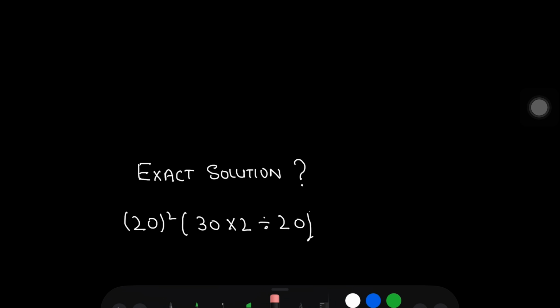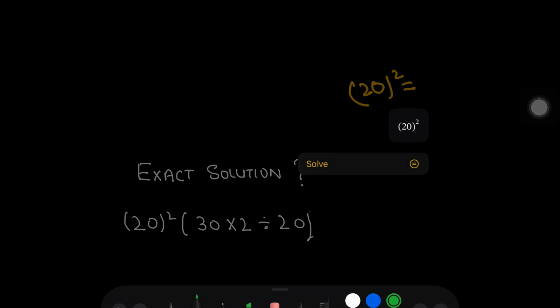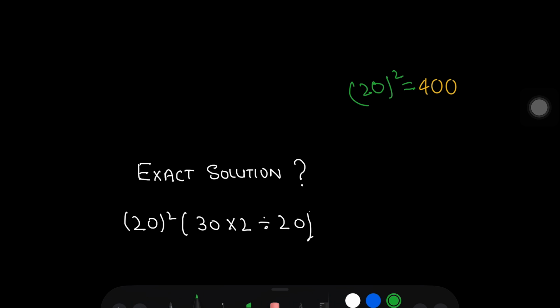In this video, we are discussing the exact solution of the example: 20 whole squared, bracket, 30 multiply 2 divide 20. So, how to solve this question? First of all, we simplify the exponent. Here, 20 whole squared is equal to 400. So here we write 400, and now we simplify inside the bracket second.